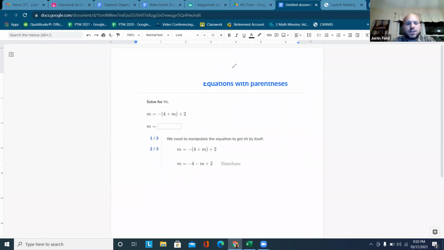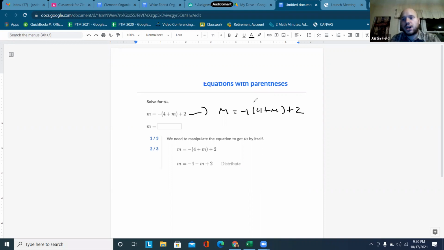All right, and so I just wanted to let you know that you can write this as m equals -1 times (4 plus m) plus 2. So when we have ones in algebra, we often don't write them. Now, if I had created algebra, I would always write my ones, although I also don't always write my ones. So what is that? I don't know. I guess you just get used to it. So anyway, the point is we're distributing -1.